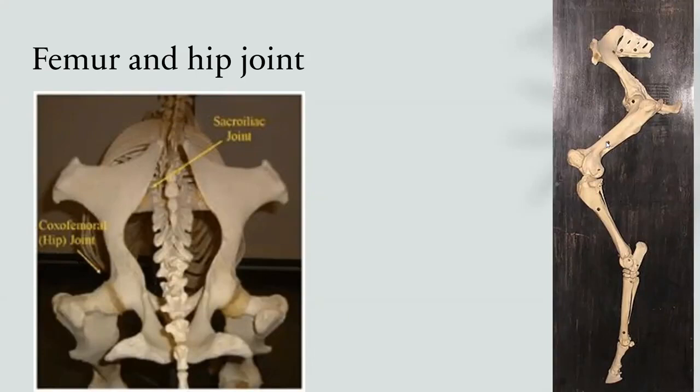Anybody know the joint, the big ball and socket of the femur? It's your hip. Awesome. So that is their hip. So the veterinary term for that is coxofemoral. Coxo referring to the part of the pelvis and femoral referring to the femur. So that's your hip joint there. So then this large bone that it connects to is what?